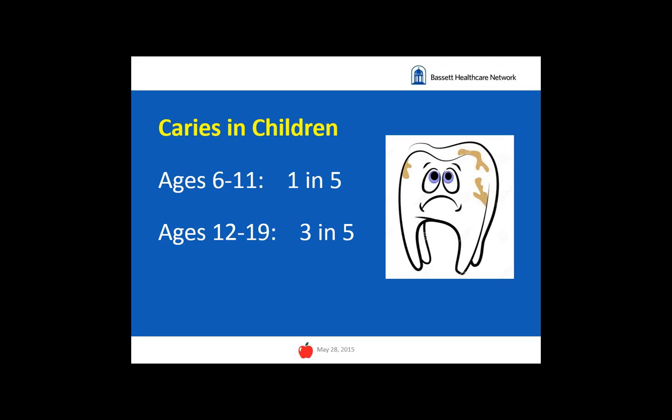So we look at caries experience, and about 20% of kids 6 to 11 have caries experience in a permanent tooth. And when we get to the teenagers, the number jumps to 3 in 5. So cavities are alive and well in the U.S., and it's not just affecting baby teeth, it's affecting the permanent teeth that kids are going to have for the rest of their life.